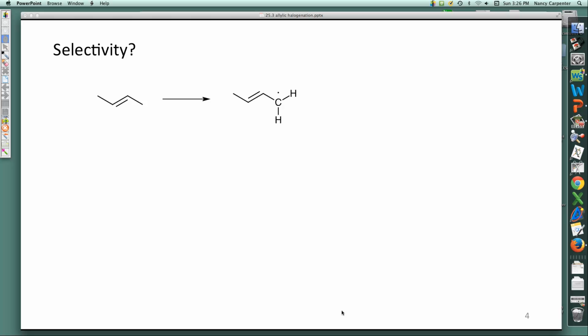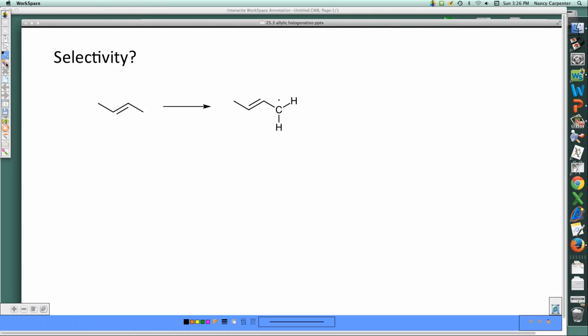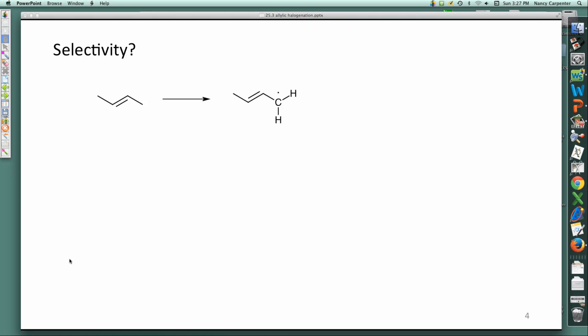So selectivity-wise, it makes sense that if we can figure out some way to get that allylic hydrogen plucked off homolytically, then we've got our allylic radical. Pardon me while I wrestle with my pen here. There's a whiteout condition right now and everything's kind of freaking out, including me. Once we've formed our allylic radical, it can be delocalized as shown.